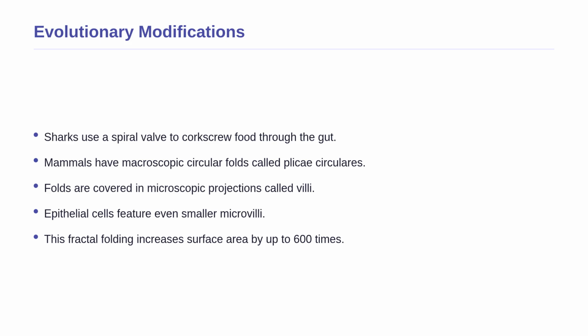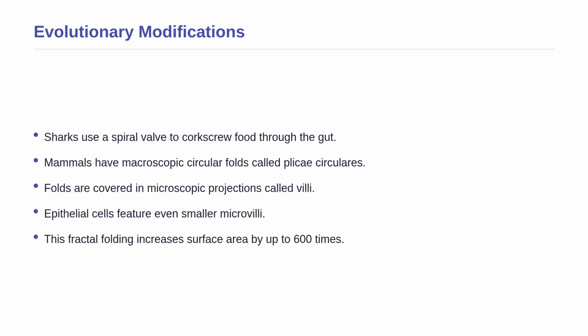Building on this need for surface area, let us look at how different vertebrates achieve it anatomically. Cartilaginous fishes, like sharks, possess a spiral valve that forces food to corkscrew through the intestine, increasing both surface area and transit time. Higher vertebrates, like mammals, take this much further. Their intestinal lining is folded into macroscopic ridges called plicae circulares.